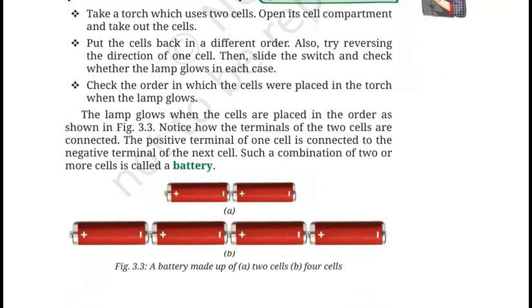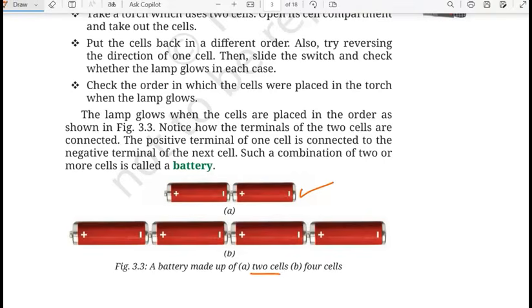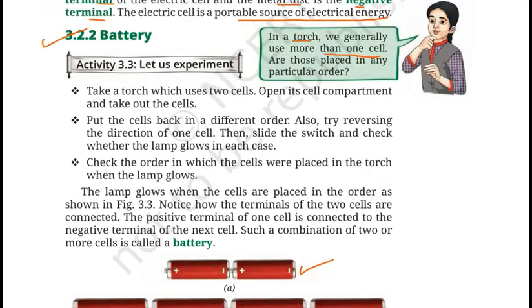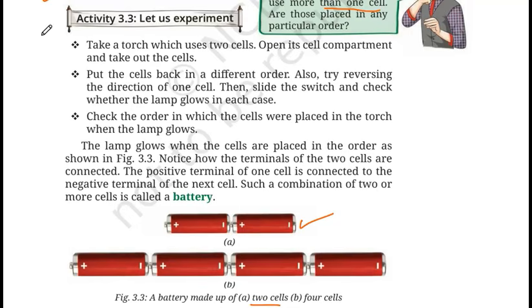If you can see this figure 3.3, we have a battery made up of two cells in A, and in B we have a battery made up of four cells, right? So in this activity, what are we going to do? Take a torch which uses two cells. You open its cells compartment and take out the cells. Now what you need to do is put the cells back in different order. Also try reversing the direction of one cell. Then slide the switch and check whether the lamp glows in each case.